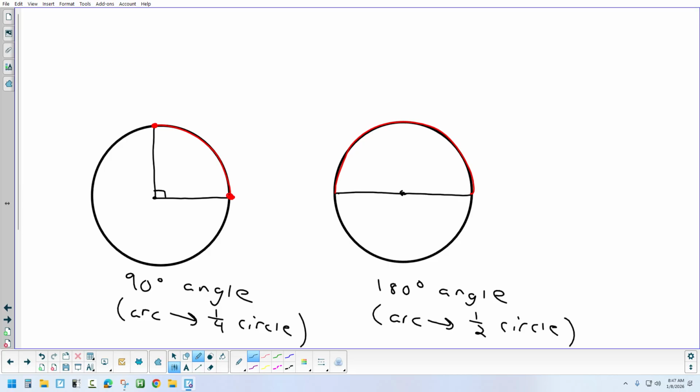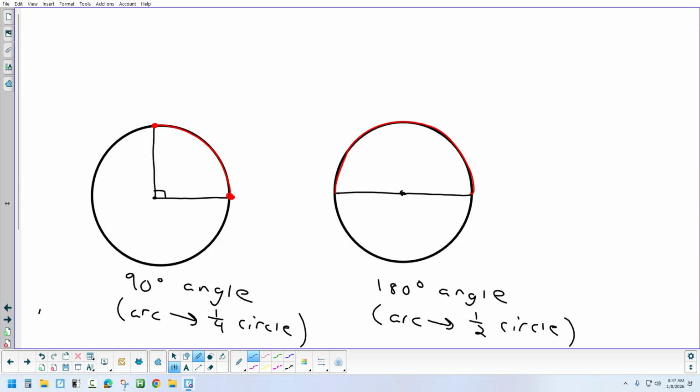So when I doubled the size of the angle that I drew in the circle, it also doubled the size of the arc. So there's a direct connection between the size of the angle and the size of the arc. Okay? It's called proportional. It means as you change one, the other one changes exactly the same way. So we double the size of the angle, we double the size of the arc.